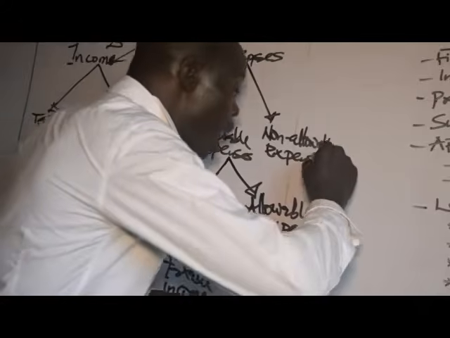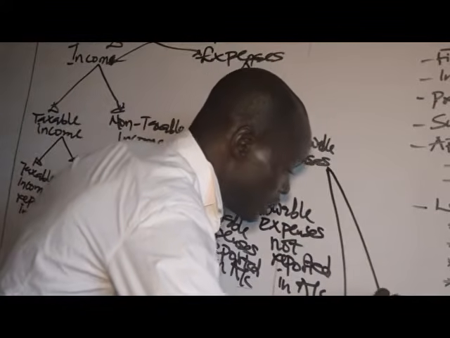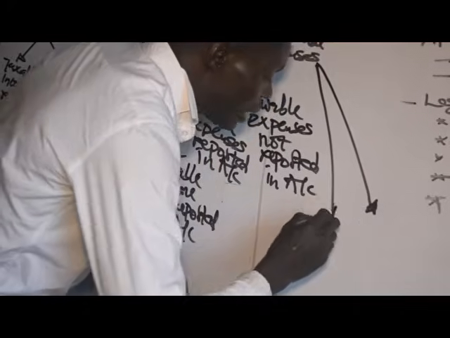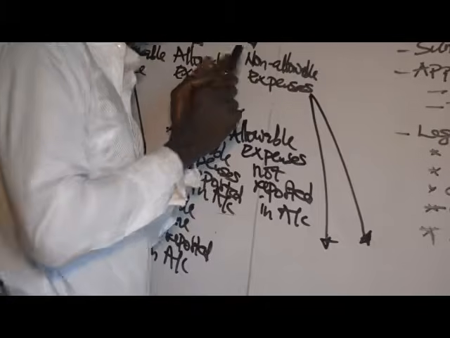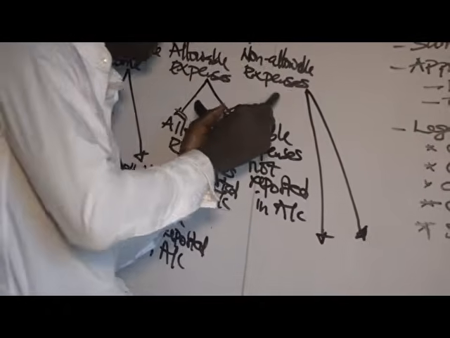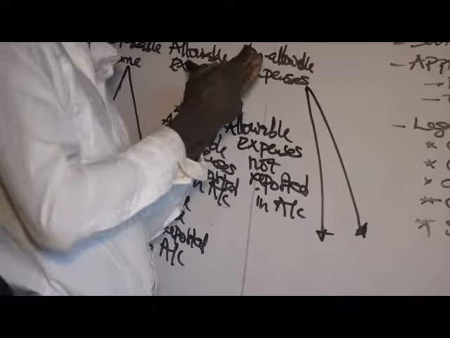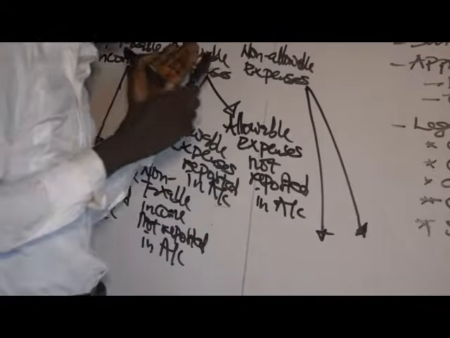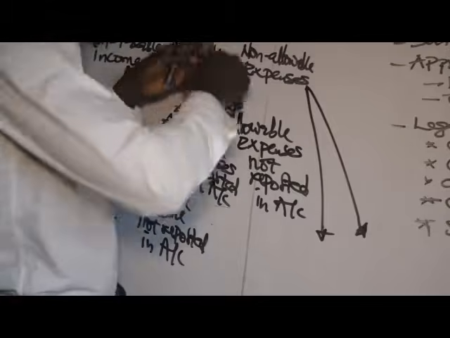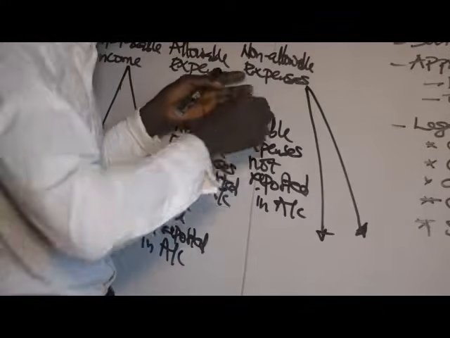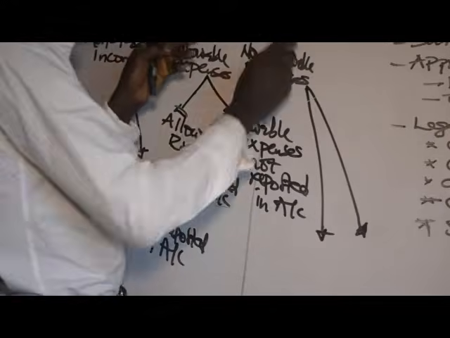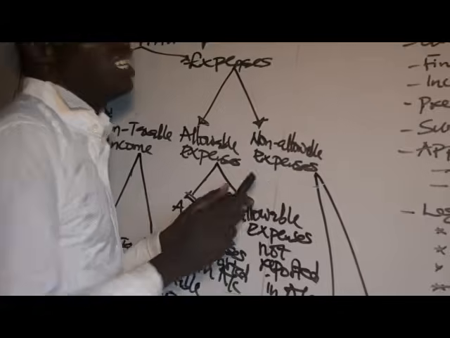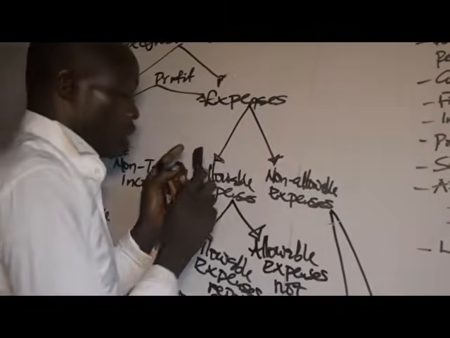Then we also have non-allowable expenses. Non-allowable expenses are those expenses that are not admissible. They are not acceptable for deduction in accordance with the tax provisions. These expenses are not to be deducted when you are computing your tax payable or tax liabilities. They are not admissible for deduction in accordance with the tax laws.